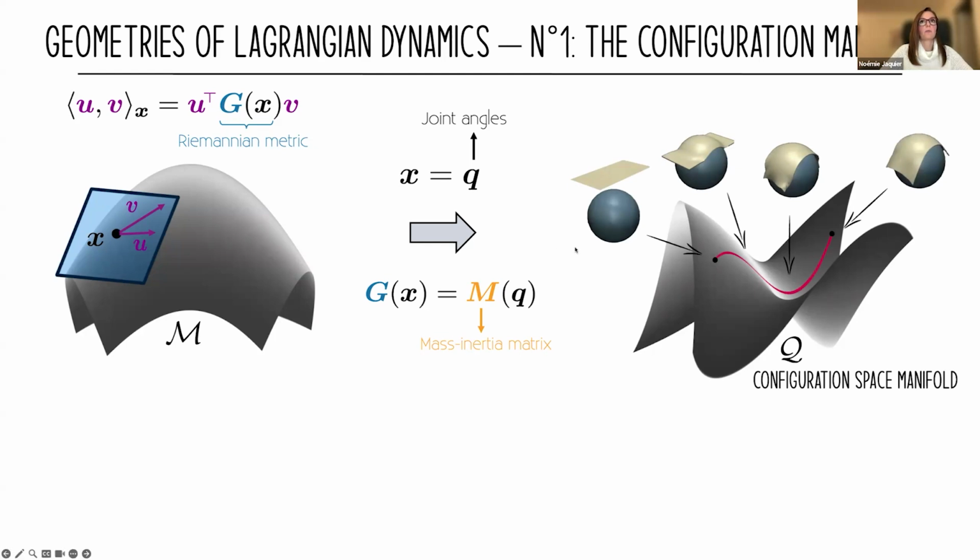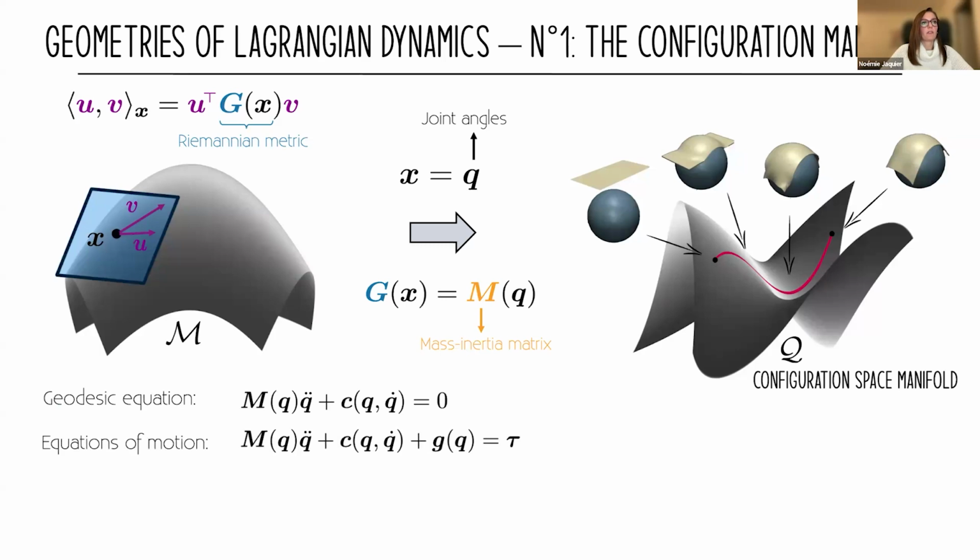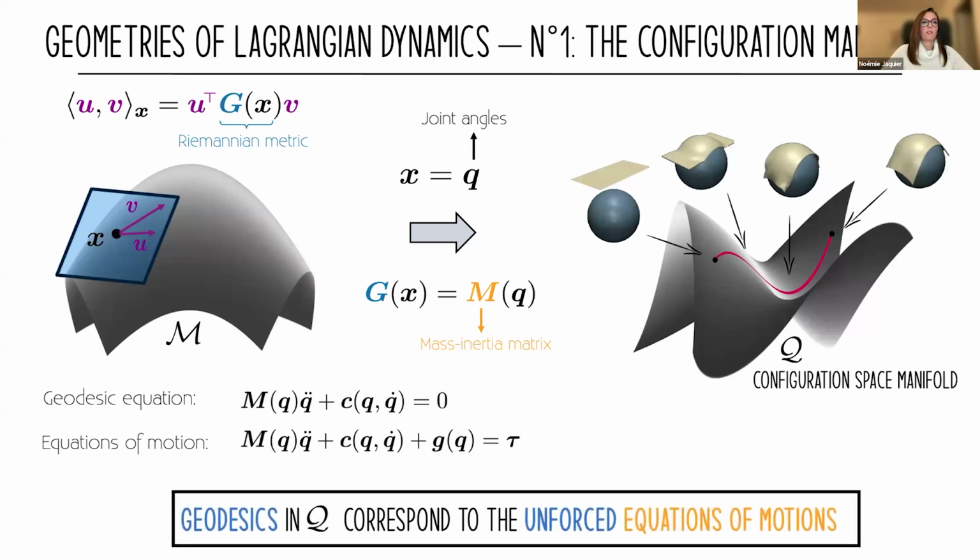And in that case, trajectories on that manifold are trajectories of the object that you want to identify. So here we have an example where we have a cloth that is falling on a sphere, and the dynamics of the cloth are characterized by Lagrangian dynamics. So we have the same geodesic equation, we have the same equation of motion, and the geodesics in the configuration manifold still correspond to the unforced equation of motion.